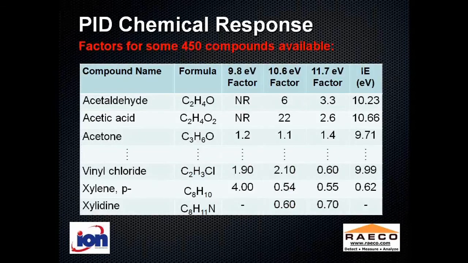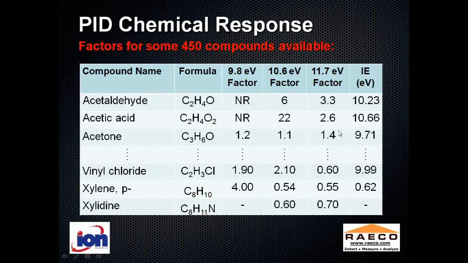We have available response factors for some 450 compounds across the industry from various manufacturers, starting from the A's, going all the way down to the V's and X's. We've got the available values for the correction factors for the 10.6 eV lamps, or the 11.7 lamps, or in some cases the 9.8 eV lamps, or 10.0. This term is used interchangeably with different manufacturers. Some call it 10.0, some call it 9.8, so those lamps are generally the same. NR means no response. The dash just means there's no data.